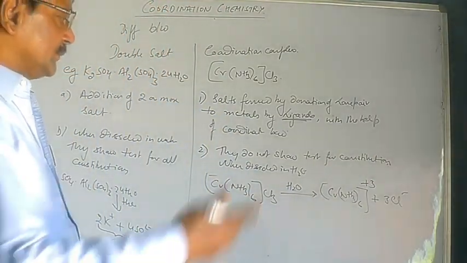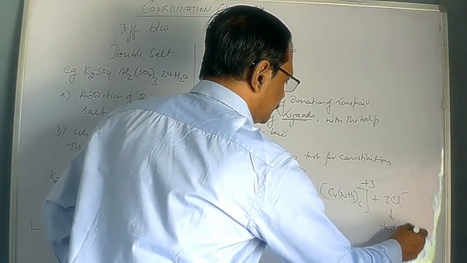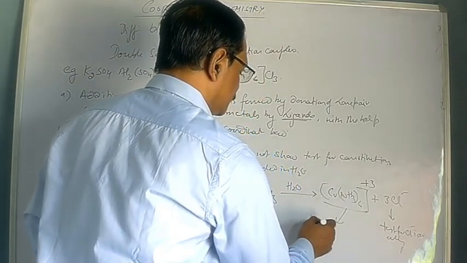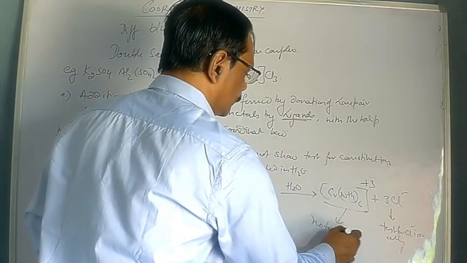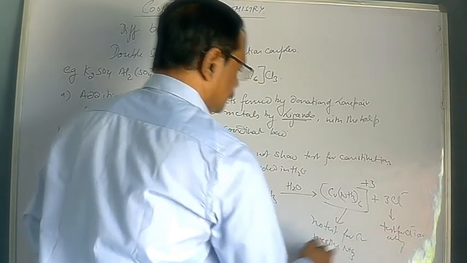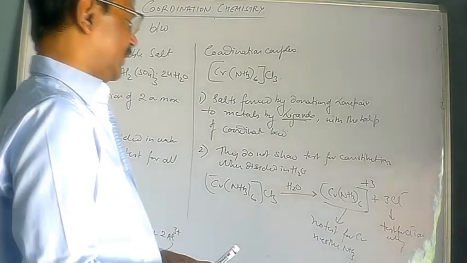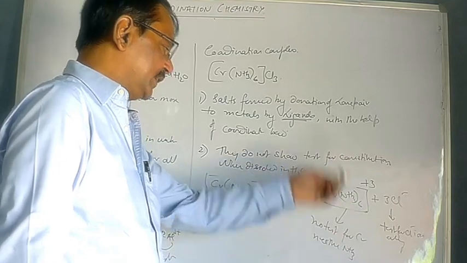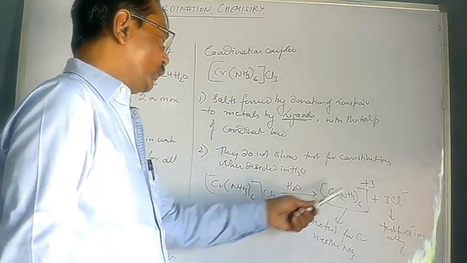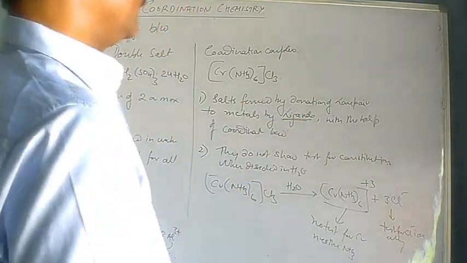So class, what do we find? We find that it gives a test for chloride ion only. Chloride ion only. No test for Cr, neither for ammonia. So class, this square bracket is very stable. In due course of time, you will know that it is called the coordination sphere, and the coordination sphere is very stable. That's why coordination complexes are also very stable, and whatever is there in the coordination sphere is not going to give you the test.